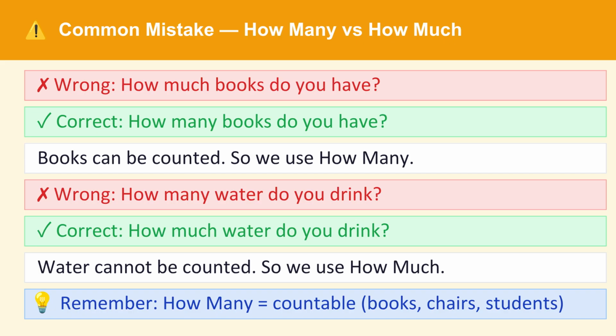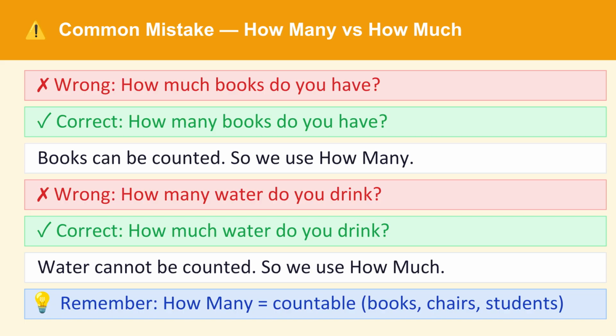This is a very common mistake for beginners. Wrong: how much books do you have? Correct: how many books do you have? Books can be counted. So we use how many.